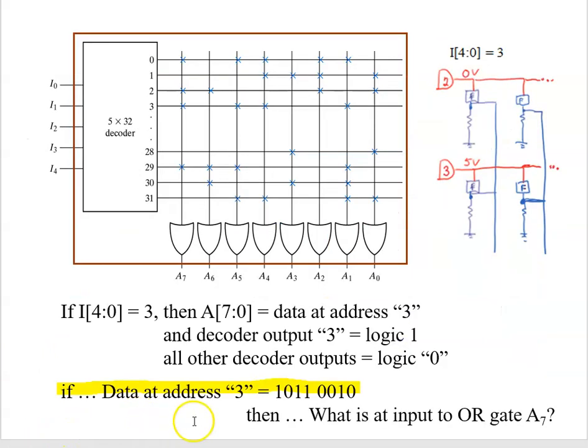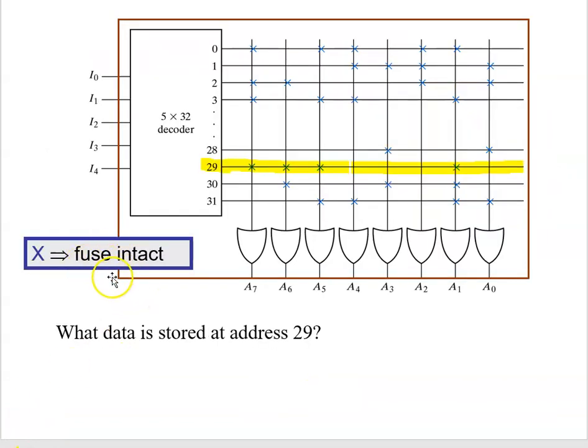So if we look here at data at address space 3, what we have is a 1 0 1 1 0 0 1 0. So the input to OR gate A7 here is going to be a 1 here, and even though we're storing a 1 at address space 0 and at address space 2, the output to the AND gate is a 0. So we don't get to see what's stored there. We don't get to find out whether that fuse is blown or not. So that's how the cross point switch works internally, and it's important to remember X means the fuse is intact in order to read this diagram properly.